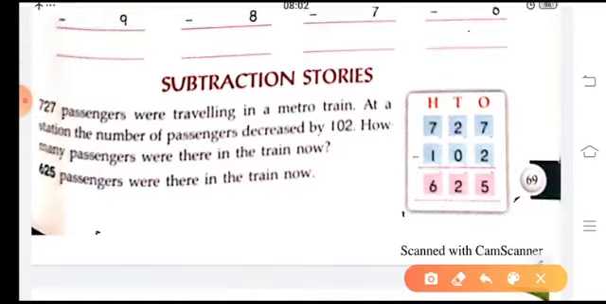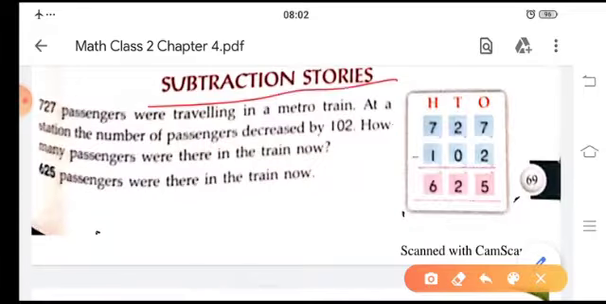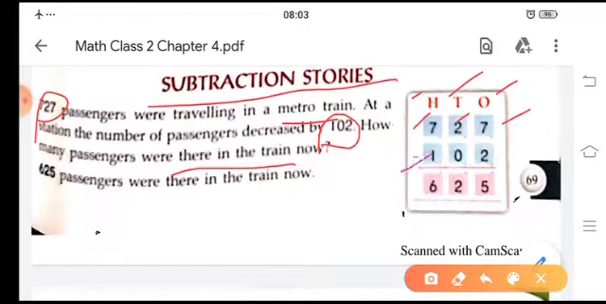Now subtraction stories. See, 727 passengers were traveling in a metro train. At one station, some passengers got down and it becomes 102. So how many passengers are there now in the train? So again, in the form of hundreds, tens and ones, 727 minus 102. 7 minus 2, 5. 2 minus 0, 2. 7 minus 1, 6. So 625 passengers were left in the train.